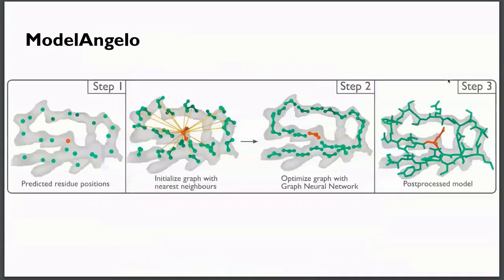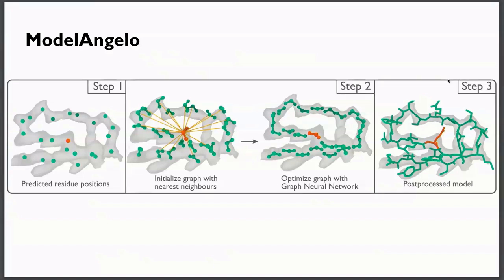And for ModelAngelo, the way we do this is, in order to automate it, we split it up into a three-step process, where the first step consists of predicting residue positions. So these include both protein and now nucleotide residues. So we try to predict the centers of these residues, approximate location. And then the second step is this creates a graph, and we would like to optimize this graph and turn it into a full atomic model.